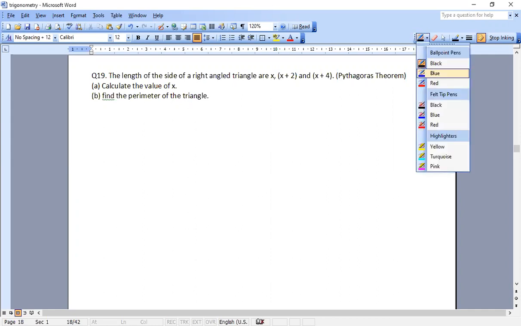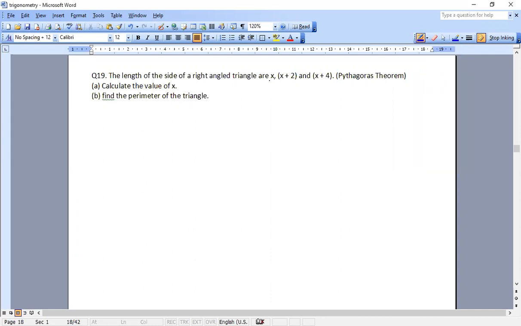In a right angle triangle, we have three sides named hypotenuse, base, and perpendicular, or hypotenuse, opposite, and adjacent. Out of these three, I first have to figure out which one can be the hypotenuse. As we know, the hypotenuse is the longest side in a right angle triangle, so this becomes the hypotenuse. Out of x and x plus 2, I can consider any one as my base. I can consider this as my base, and then I'll consider this as the perpendicular.